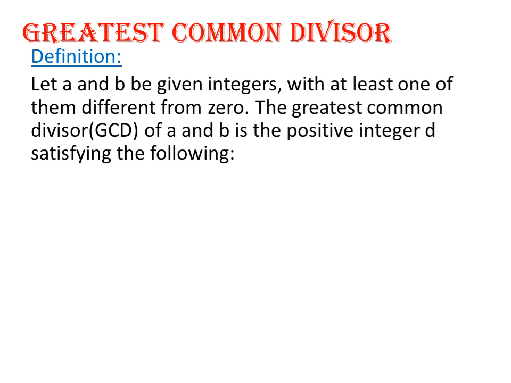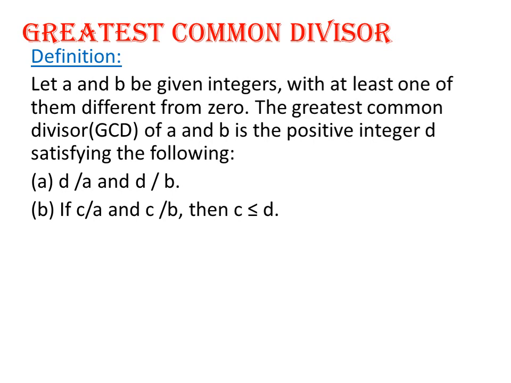Let a and b be given integers, one of which is non-zero. Then the greatest common divisor or GCD of a and b is a positive integer d which satisfies the following conditions. First, d divides a and d divides b. And second, if c divides a and c divides b, then c is less than or equal to d.